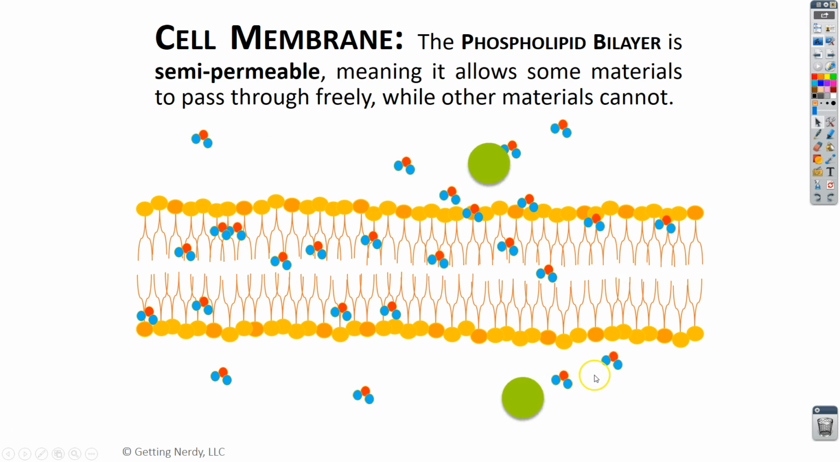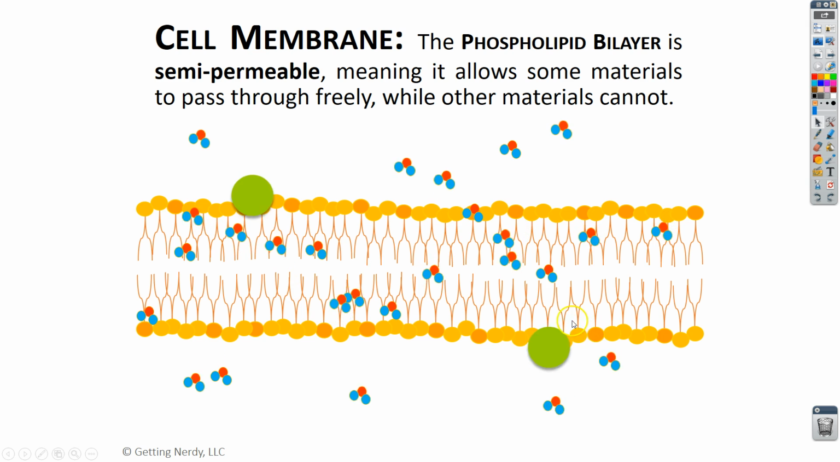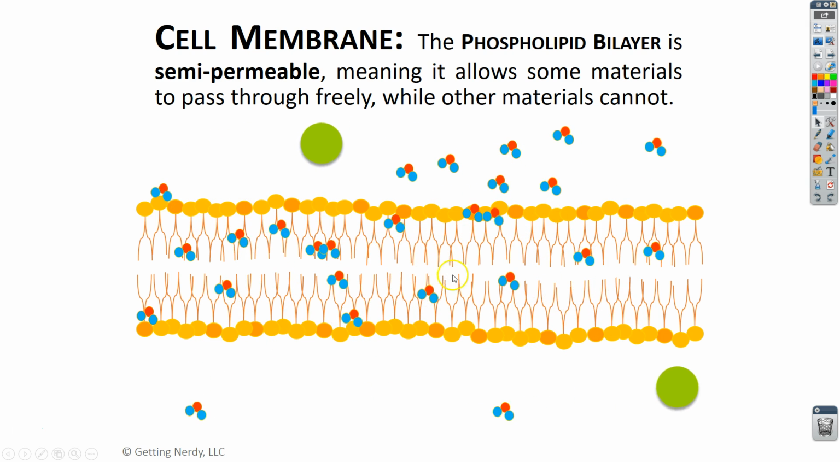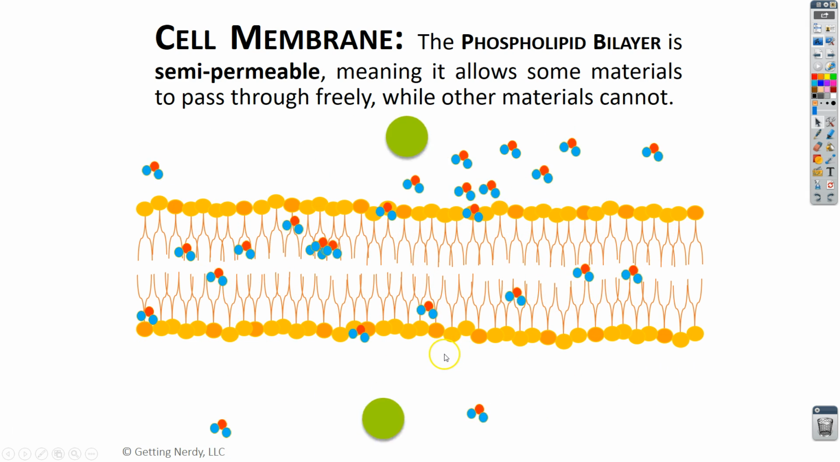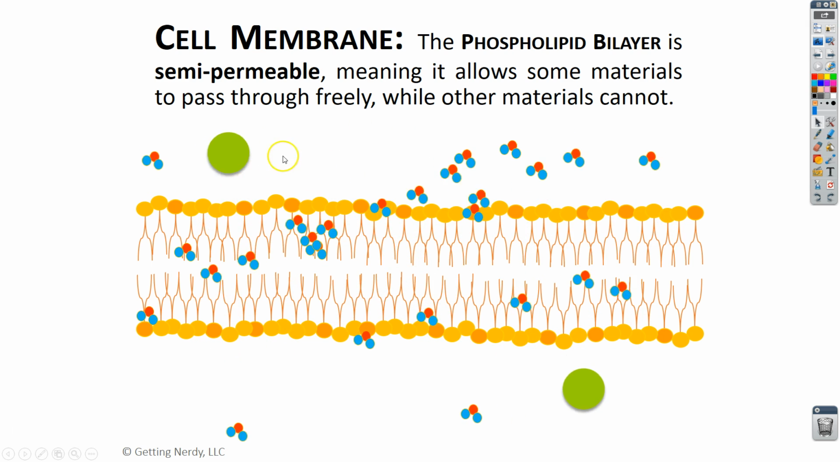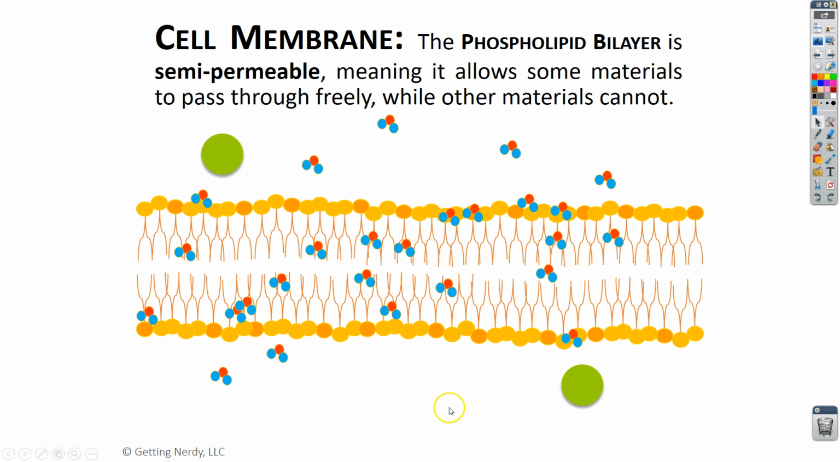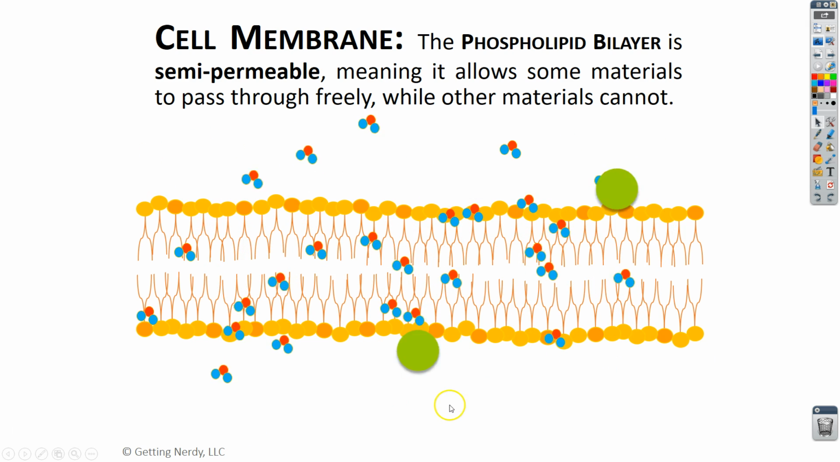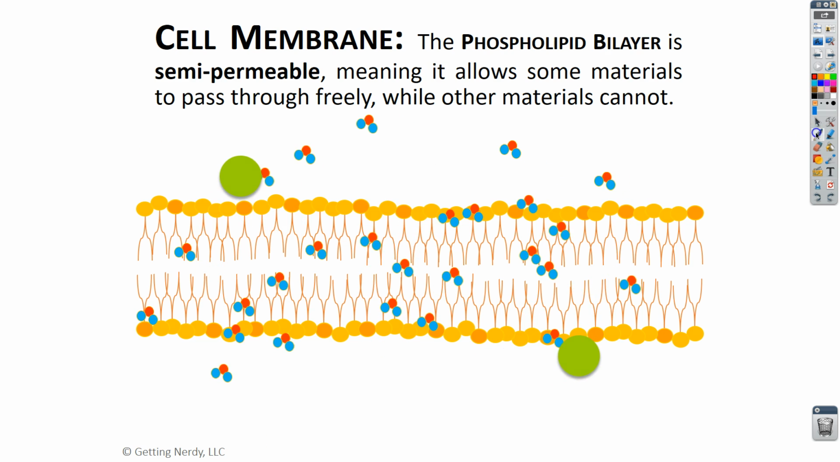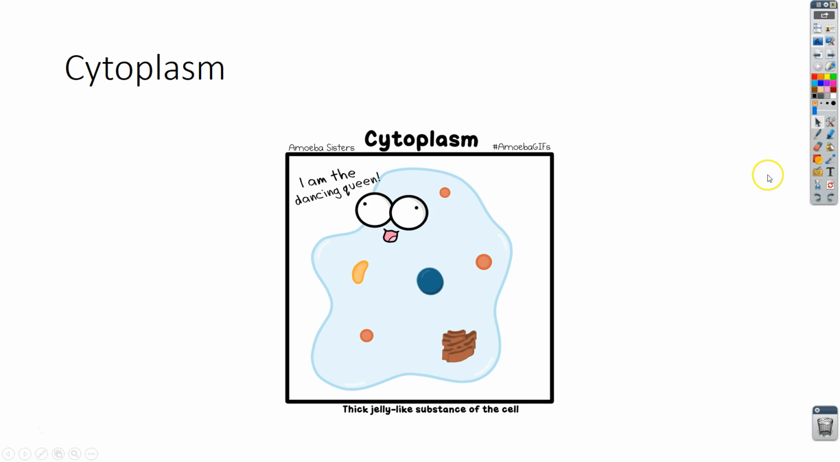This is a little bit more about the phospholipid bilayer. This is an animation that shows you how we have some molecules that are able to go through this phospholipid bilayer, and then we've got some larger ones that are just bouncing off the outside and bouncing off the inside of the phospholipid bilayer. So we say because some things can go through and other things can't, that it is semi-permeable. So semi-permeable means it allows some materials to pass through freely while other materials just can't get through at all.